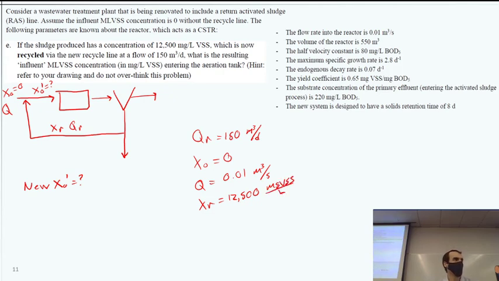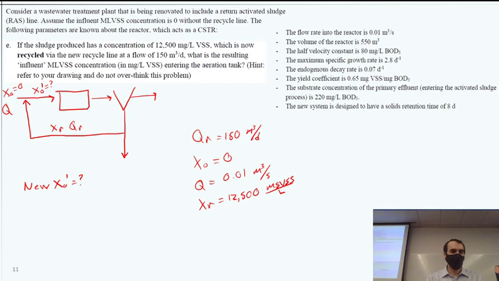Okay, so hopefully you've drawn something to the effect of our initial problem with the recycle. And I think it's really helpful to go ahead and label all the pieces. So if we draw it up this way and we said our initial X naught is zero, then we're adding the recycle line to the system. We have this juncture here where we're adding it to the inflowing water. We have this X naught prime that we're trying to figure out what that is, right? So that's the question there that we're asking.